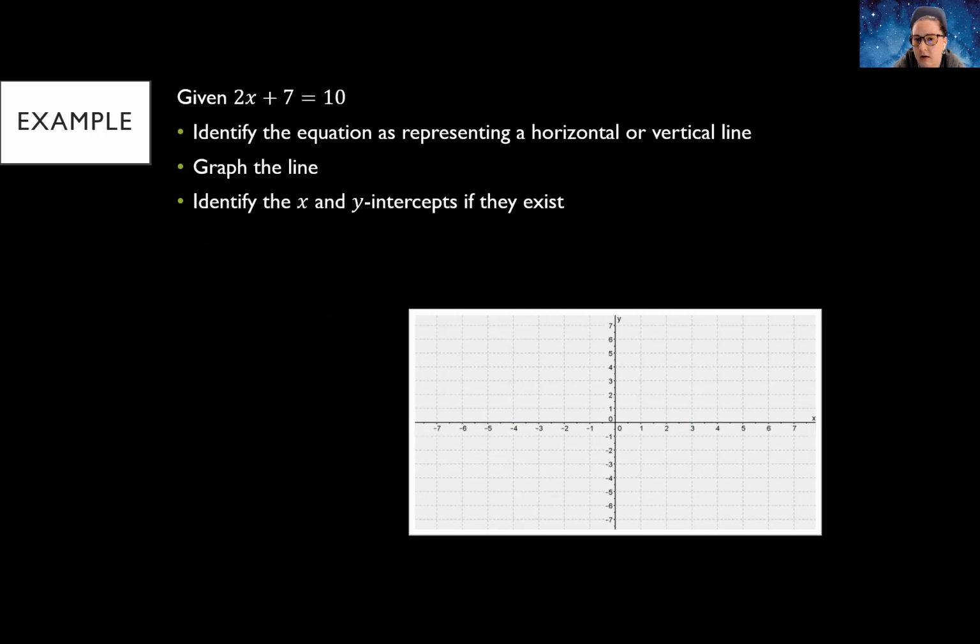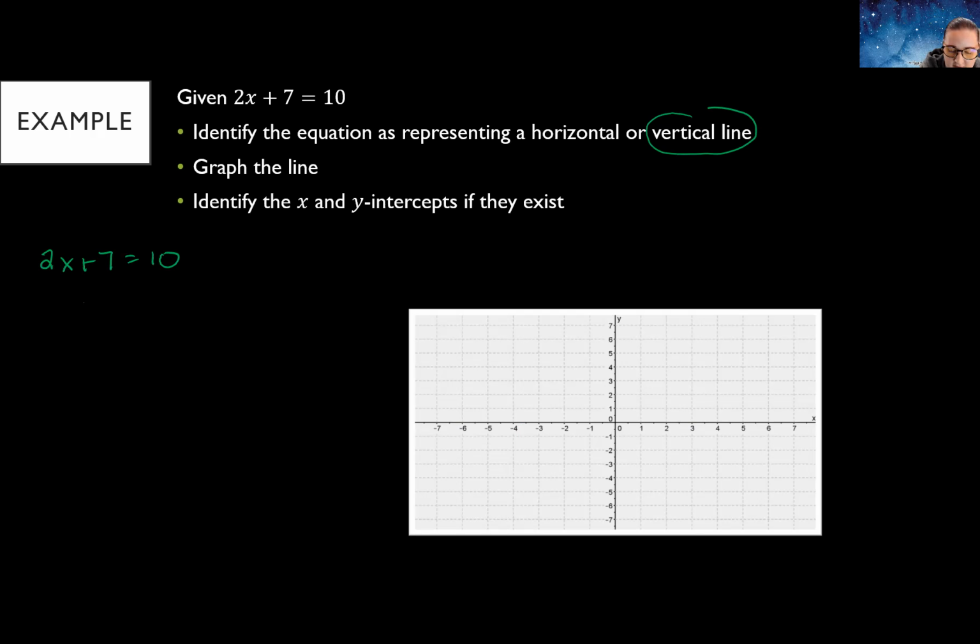Okay, 2x plus 7 equals 10. So our variable is x. The x-axis is horizontal. So this graph is going to be vertical. So now we want to graph the line. So we need to solve the equation for x.